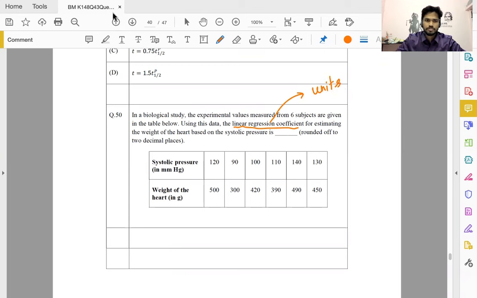Rounded off to 2 decimal places. In what units? That's certainly a big problem here. But the other problem is, you do regression. There are 2 coefficients. This is a constant. This is also a constant. They seem to refer to beta 1 as a linear regression coefficient. But so what do you call beta naught?